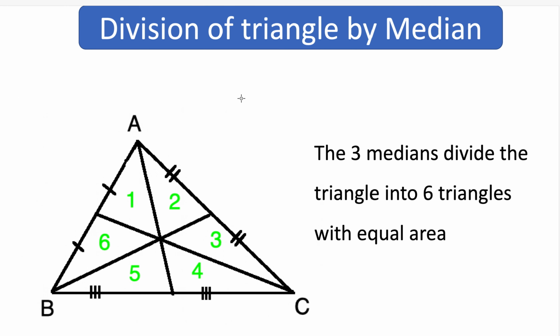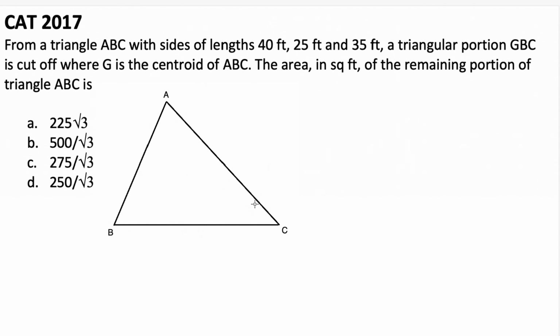So again, I'm just showing this property formally here, already discussed. 3 medians divide the triangle into 6 triangles with equal area. You draw the 3 medians, this is the centroid. You have 6 areas now, 1, 2, 3, 4, 5, 6, all these will be equal. And again, you can see the previous question like that. If the entire triangle is x, this part is x by 6, this part is x by 6, this entire part becomes x by 3. So area of triangle GBC by ABC becomes 1 by 3. Okay.